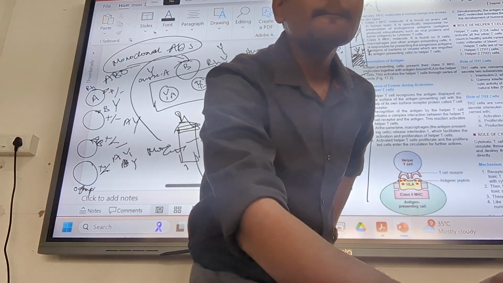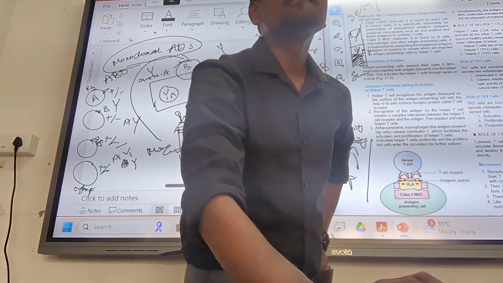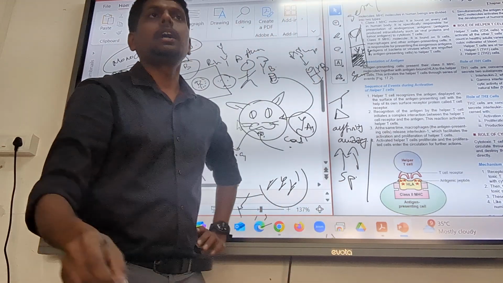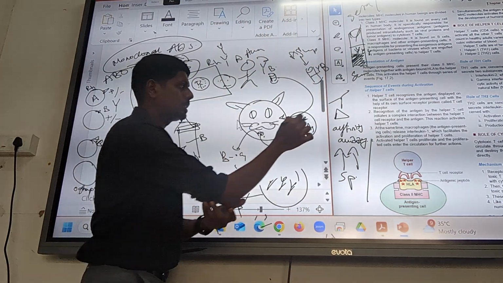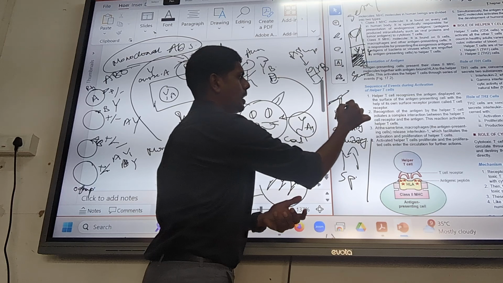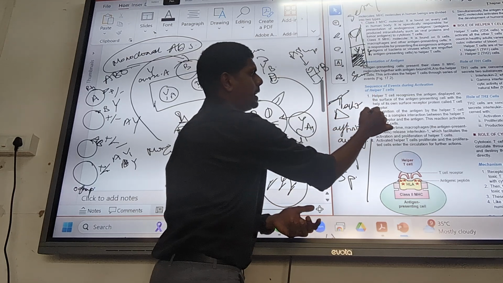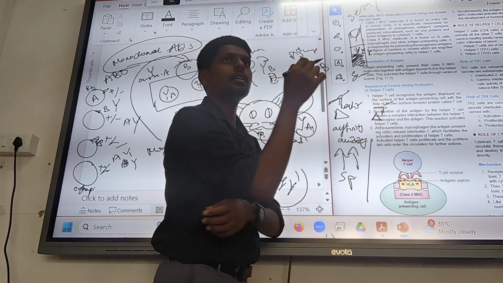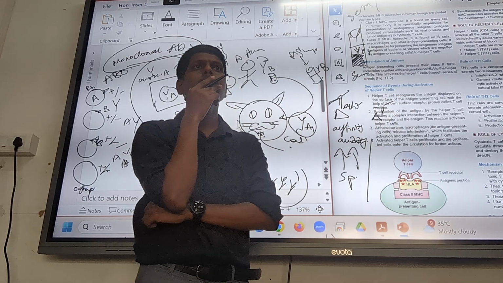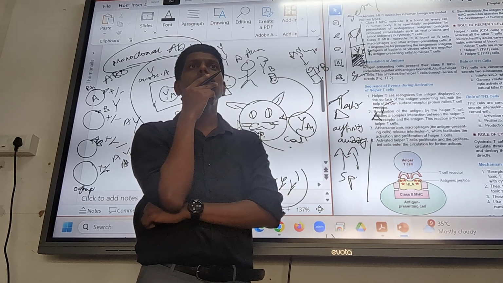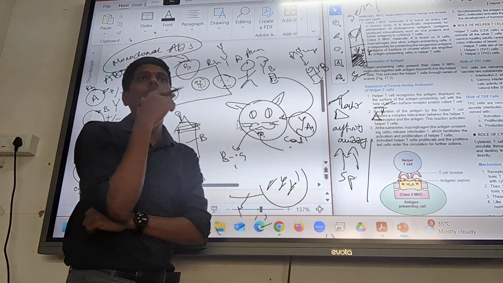Affinity refers to the strength of a single interaction between a single antibody binding site and a single antigen binding site. Single antigen-antibody is called affinity. Avidity represents the overall strength of the antigen-antibody interaction when multiple binding sites are involved. Very good. Now I got it.